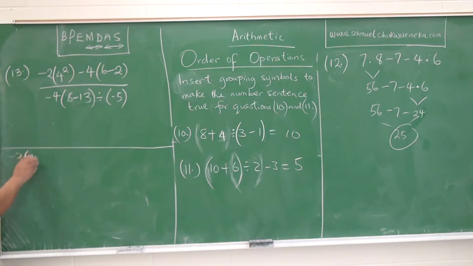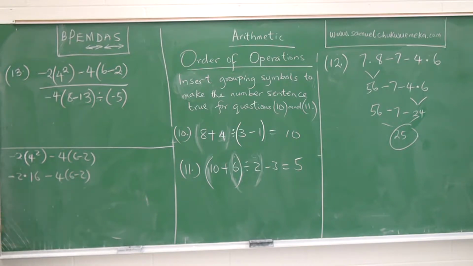-2(4) squared minus 4(6 minus 2). In this case I have the parenthesis and here I have an exponent. This parenthesis actually means times. The parenthesis with the exponent we'll do first, and the parenthesis with subtraction we'll do next. So this is -2 times 4 squared, which is what? 16. Then minus 4(6 minus 2).